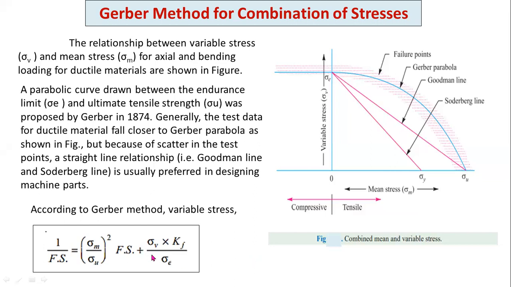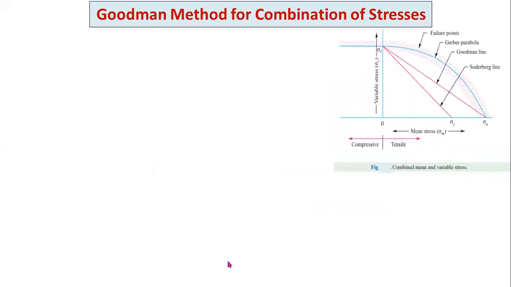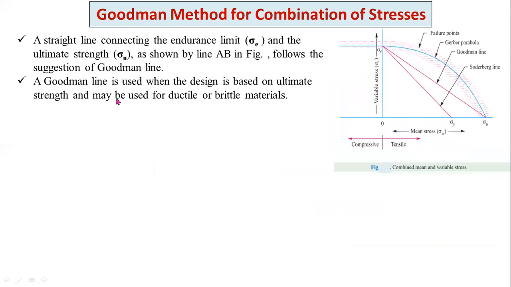So this equation is useful to determine the Gerber study and variable stresses. And the second one is very important from our exam point of view, that is Goodman's method for determining the combined stresses. Goodman's method is very important.